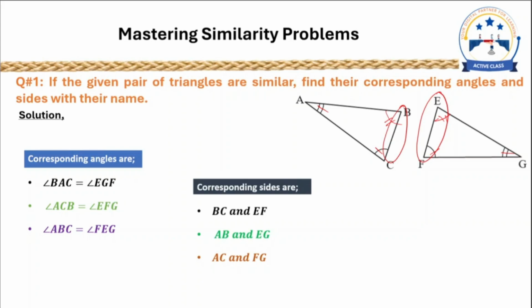See, here I have written the corresponding angles equal, but I haven't written corresponding sides equal, because these are not congruent triangles. These are similar triangles. And in similar triangles, the ratios of corresponding sides are equal, but not the corresponding sides. Let's jump to the second problem.